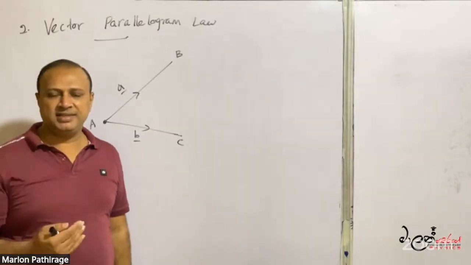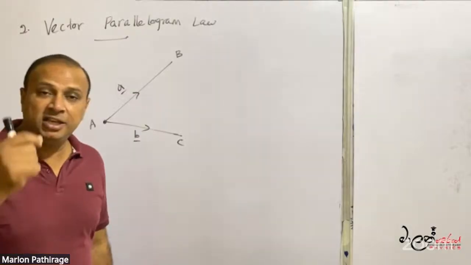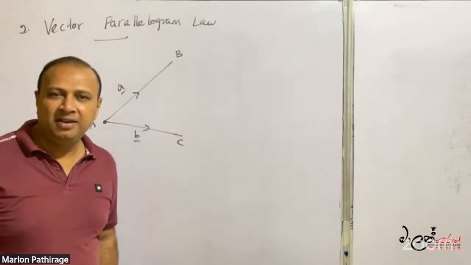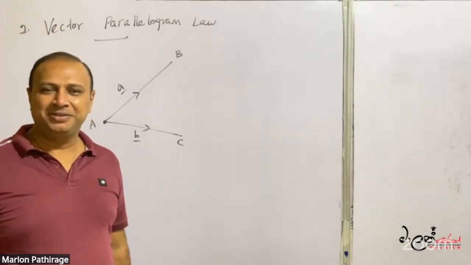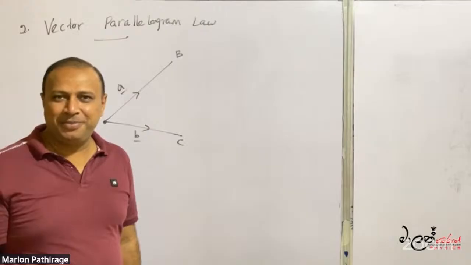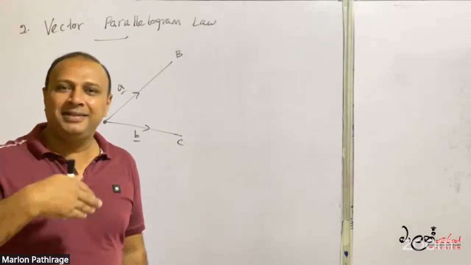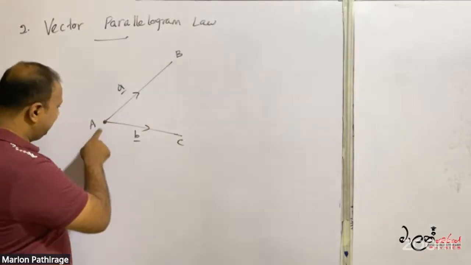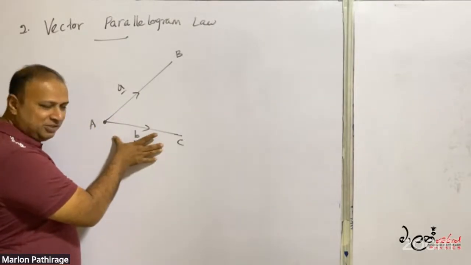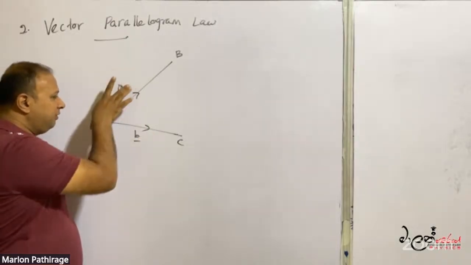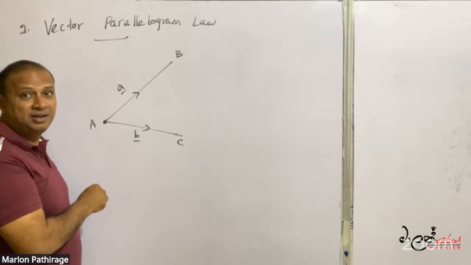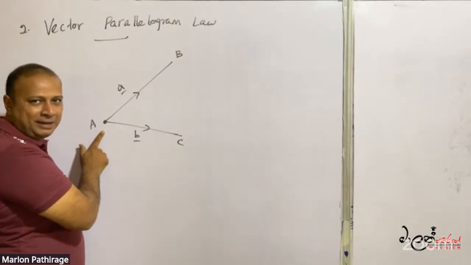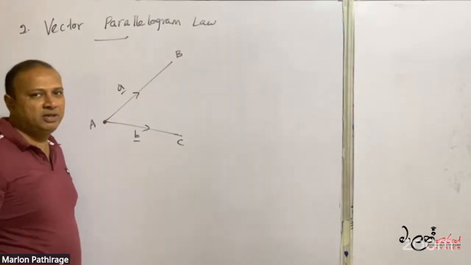Therefore, in such cases, if you want to add these two, what should we do? We cannot apply the principle of vector addition directly. Because the starting point of the second vector and the starting point of the first vector are equal, I cannot overlap the starting point of the second vector with the end point of the first vector.